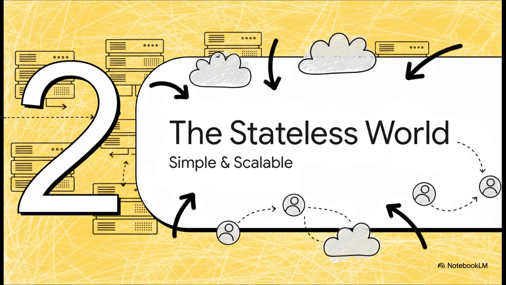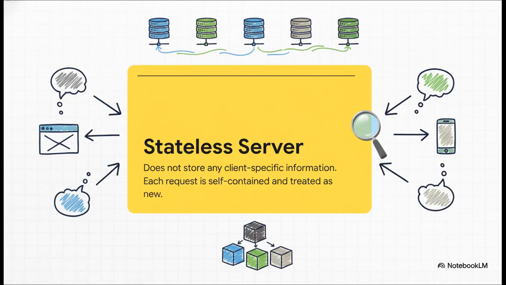Let's start with the vending machine of the internet, the stateless world. This is kind of the default for a huge chunk of the modern web, and for some really, really good reasons. A stateless server, by design, has amnesia. It intentionally doesn't remember a thing about you from one request to the next. And what that means is that every single request you send has to be totally self-contained. It has to include all the information the server needs to do its job right then and there.